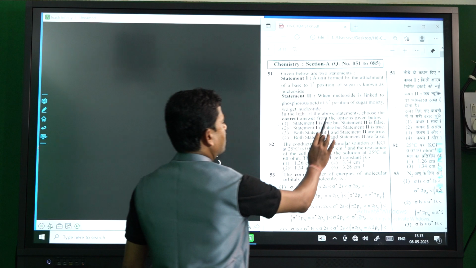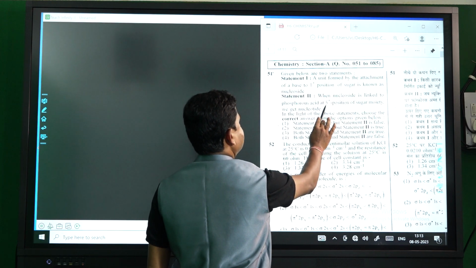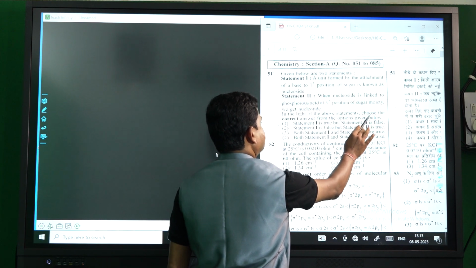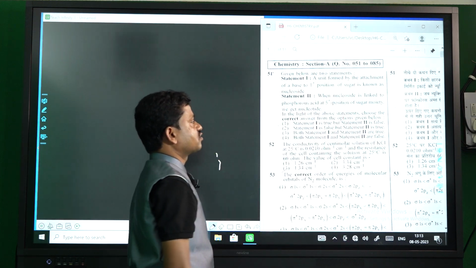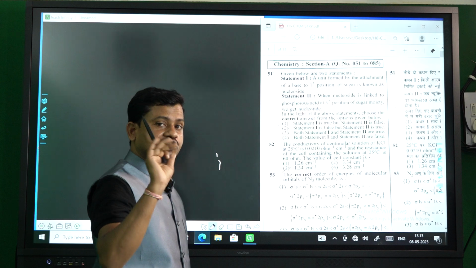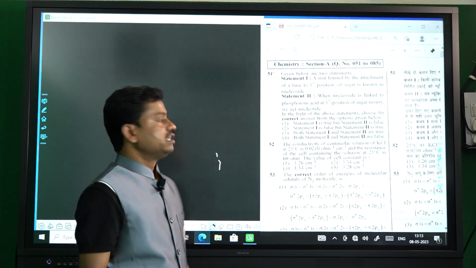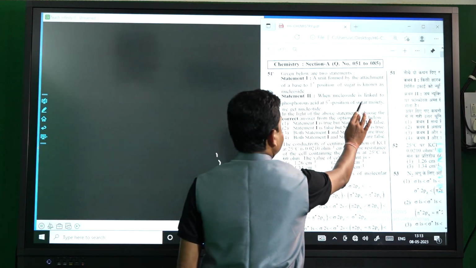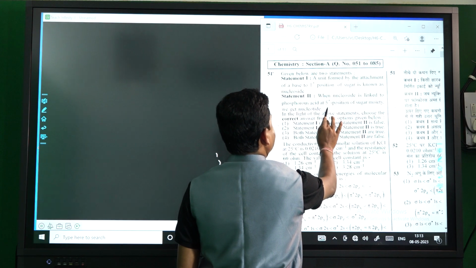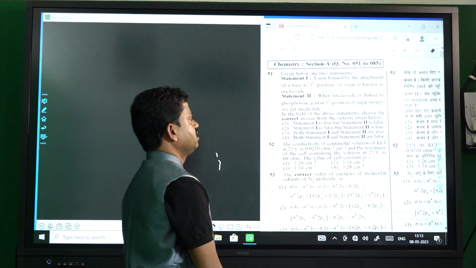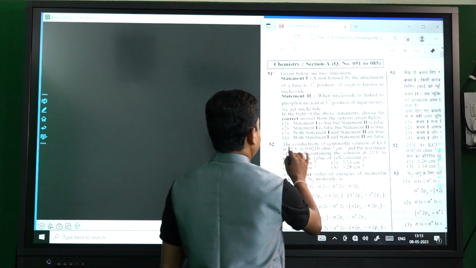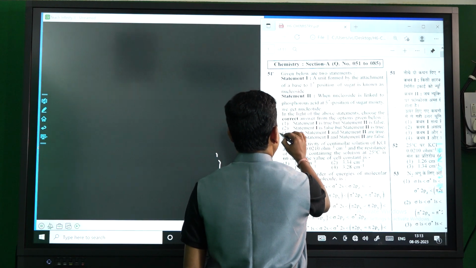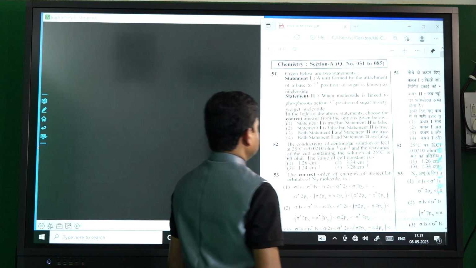If a nucleoside is linked to phosphoric acid at the 5' position of the sugar moiety and it is attached with the 3' position of another sugar moiety, then the entire system is called a dinucleotide. But in your question, when a nucleoside is linked to phosphoric acid at the 5' position of the sugar moiety, we get a nucleotide. That statement is also correct. So according to the options, both statement 1 and statement 2 are correct.